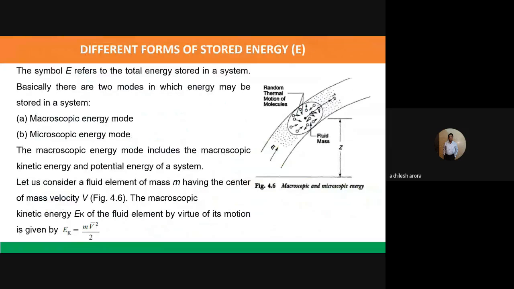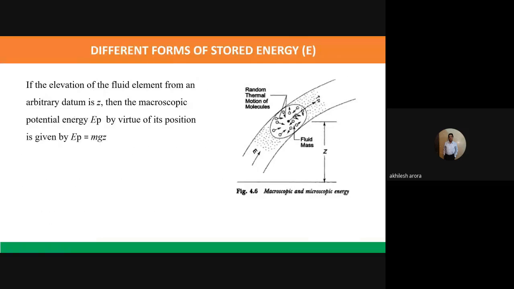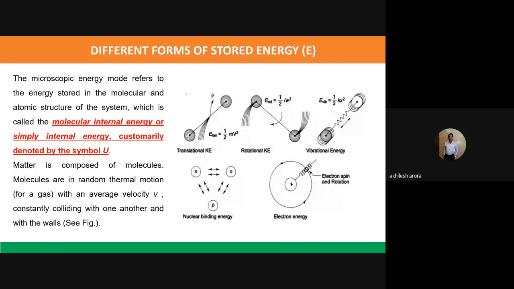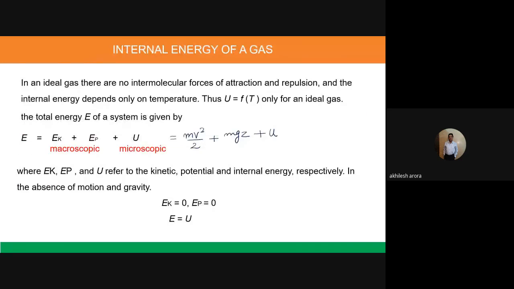Now there are different forms of the stored energy. I will not go into much detail about it. I will just come to the conclusion of it. I will come here on this particular slide. Now you just remember that this is the equation delta Q minus delta W is equal to dE. So now I am going to tell you what this E is actually. This E is the energy of the system.